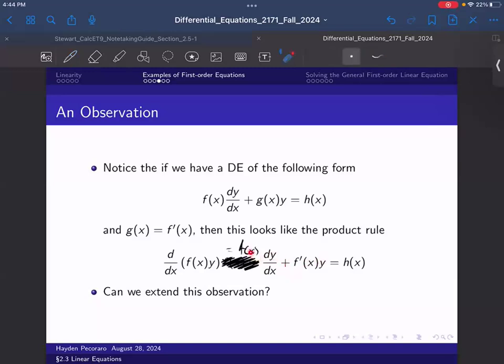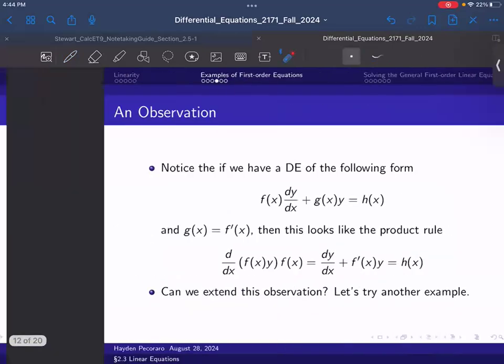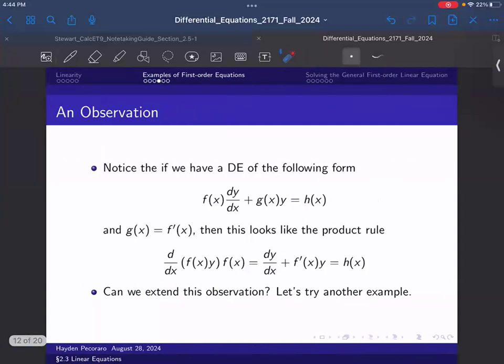On the left side, we have, all right, derivative of y times f of x plus derivative of f times y, and then equal to some extra function on the other side. That's the derivative of f times y. That's another one of our Calc 1 rules that we learned. Okay, can we extend this? Can we keep doing this trick for other examples of first order linear equations? Yes, we can.